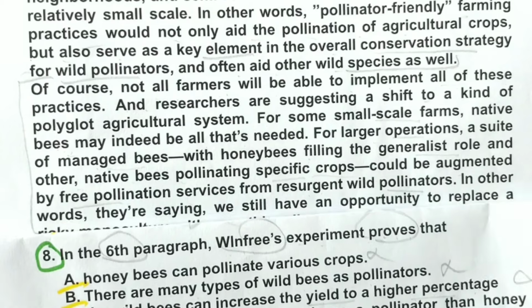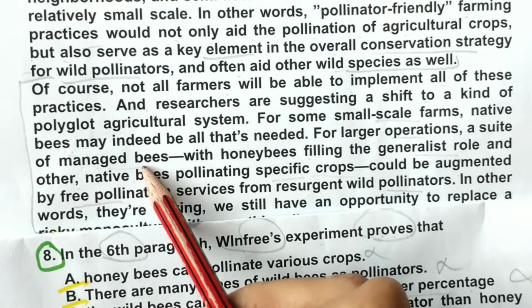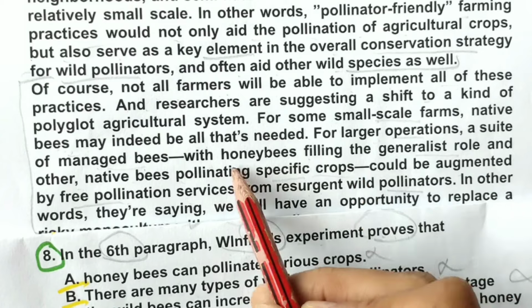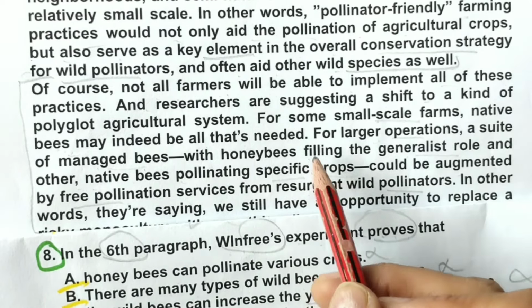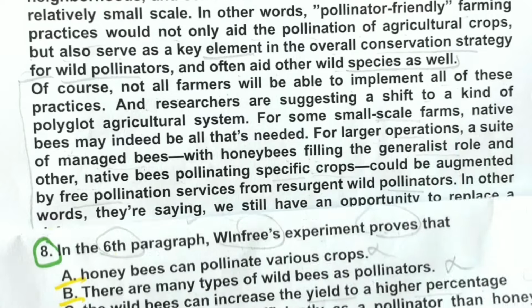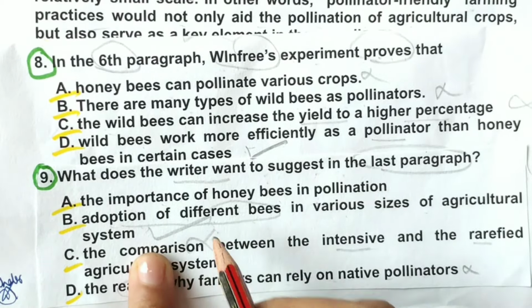See this. For small scale farms, native bees. For larger operation, a suite of managed bees. So with honeybees filling this and this. So this they are talking about, the honeybees and all. They can adopt for various kind of agriculture. So this we have selected.